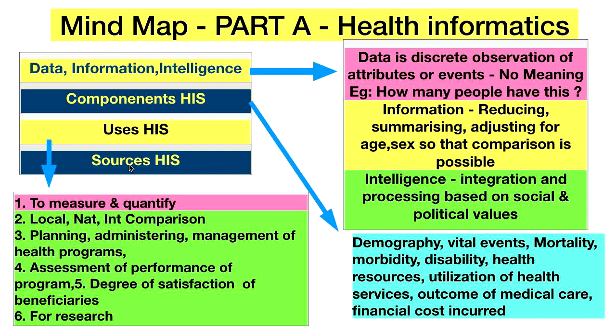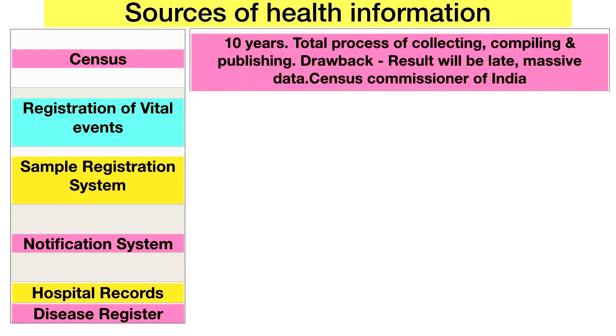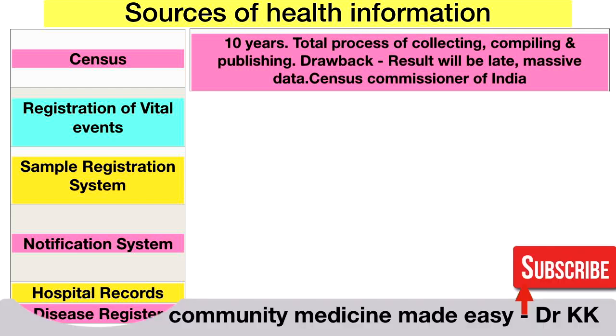There are various sources. It could be a 10-mark question also for you. That's why I have put in a separate two slides for you. Sources of health information in India: the most important is the census. This is collected every 10 years. It is a total process of collecting, compiling and publishing the data. So it covers the whole of India. The Census Commissioner of India is the person responsible for collection of the data. The most important drawback is it's a lengthy process. It is going to be done house to house.